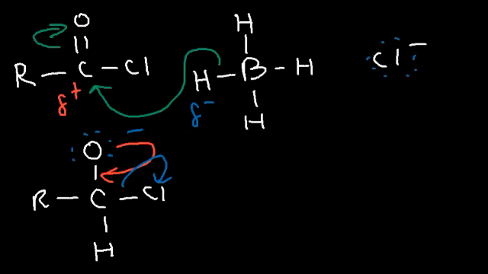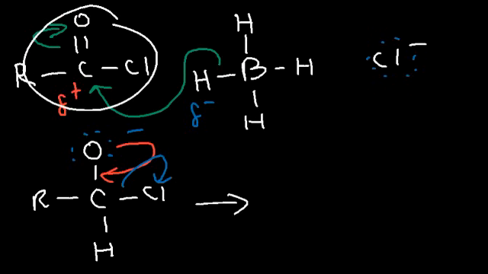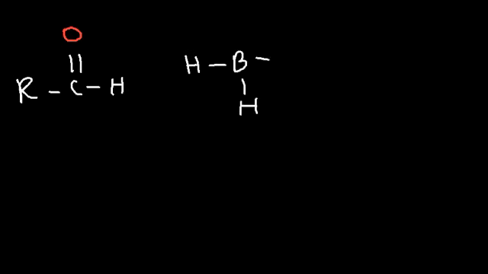So after adding one hydrogen atom, the acid chloride is reduced to an aldehyde. Now we haven't reached the alcohol stage yet, so we can add another hydrogen to reduce the aldehyde to an alcohol. Now let's use another borohydride ion to react with this aldehyde. The mechanism is going to be very similar to the last one. We're going to have a nucleophilic addition reaction.